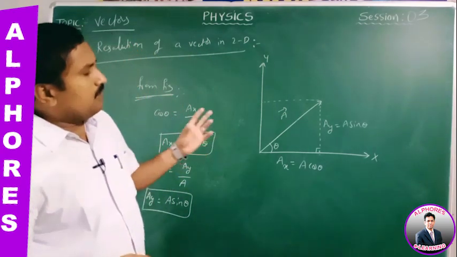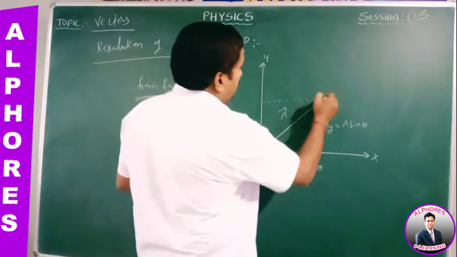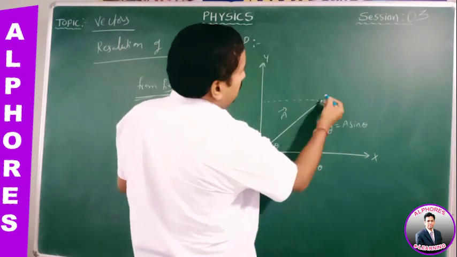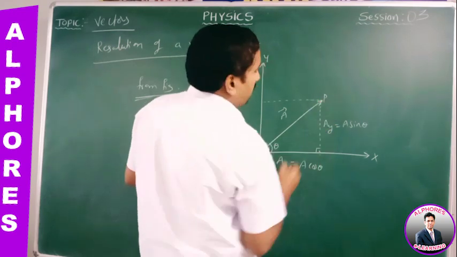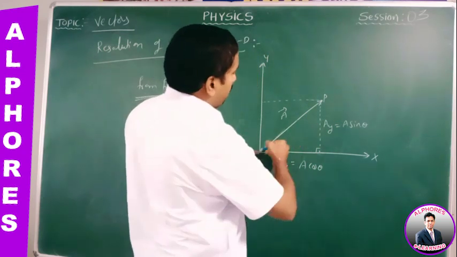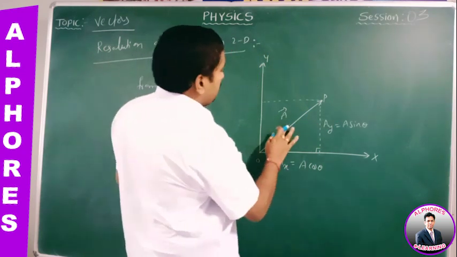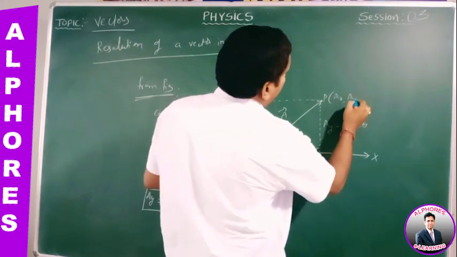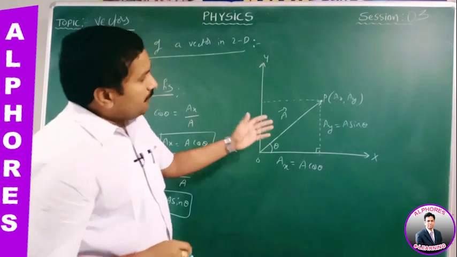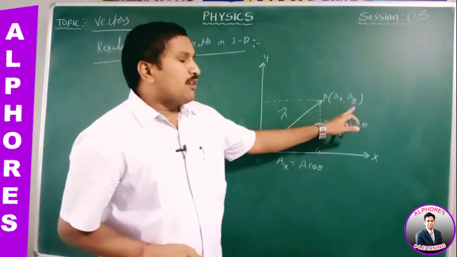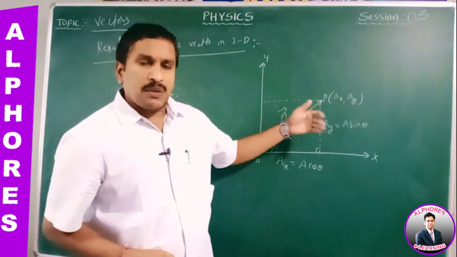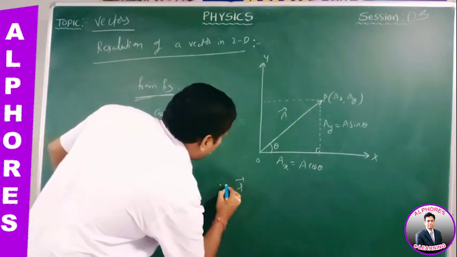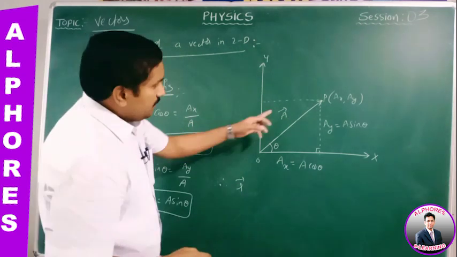Okay, listen all of you. Then what are the coordinates of this vector? Suppose this point is O and this is P, so OP vector is nothing but a bar. What are the coordinates of P? Let us say ax comma ay. If you know the x coordinate and y coordinate, then what is the expression for the position vector? The position vector r bar is nothing but a bar.